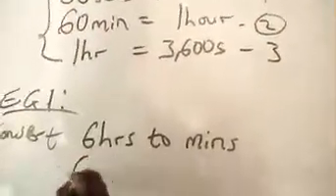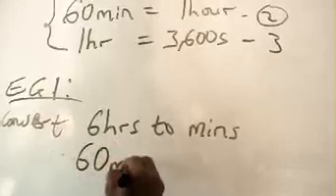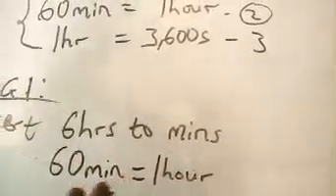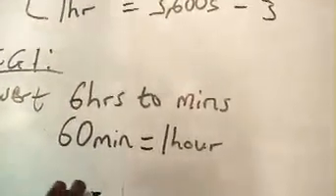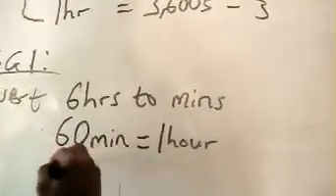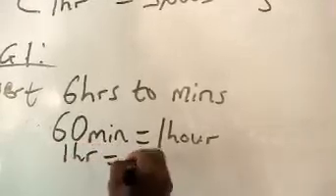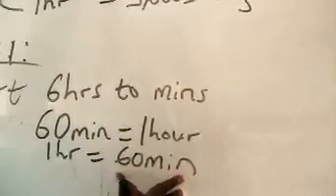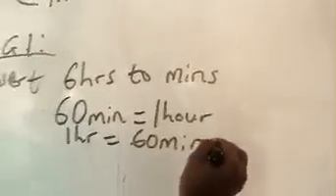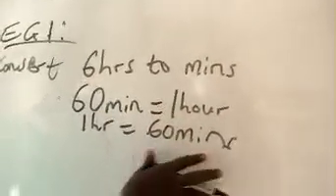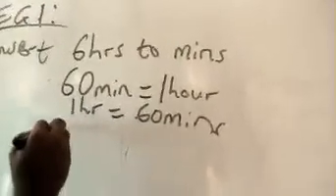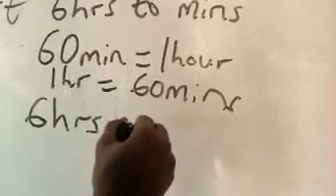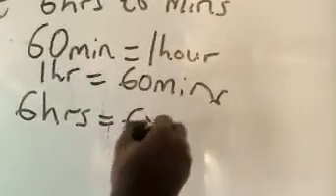So we bring it down here. 60 minutes is equal to 1 hour. That means, of course, you can reverse it for convenience, that 1 hour is equal to 60 minutes. So if 1 hour is equal to 60 minutes, 6 hours will be 6 times 60.